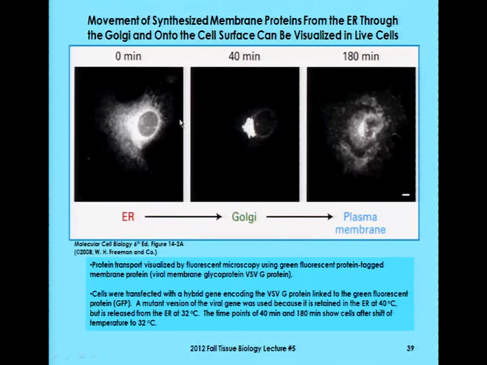And in addition to that, this particular viral gene was a mutant form where it was stuck in the ER at 40 degrees, but was released from the ER when the temperature was shifted down to 32 degrees. So that allowed the study of the progression of the protein from the ER, its movement into the Golgi at 40 minutes, and then by 180 minutes, it was detected on the cell surface.